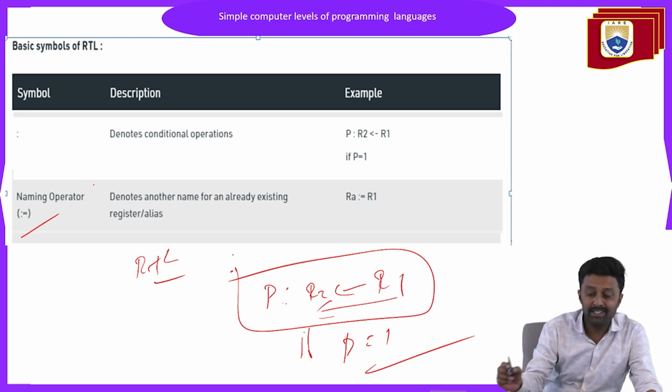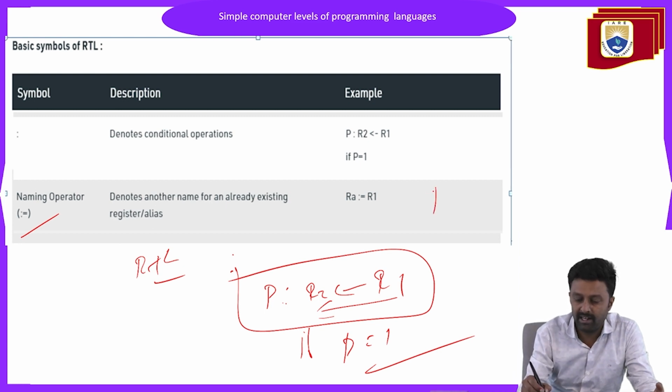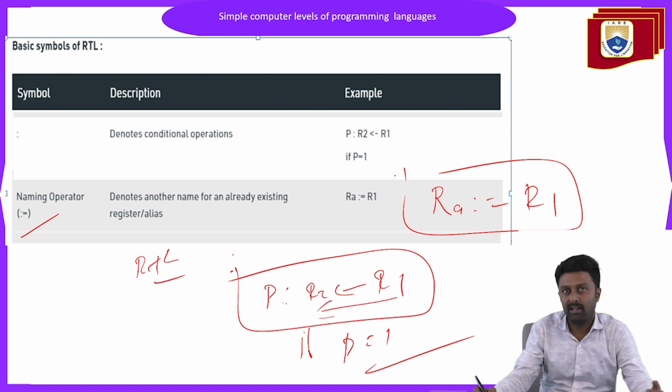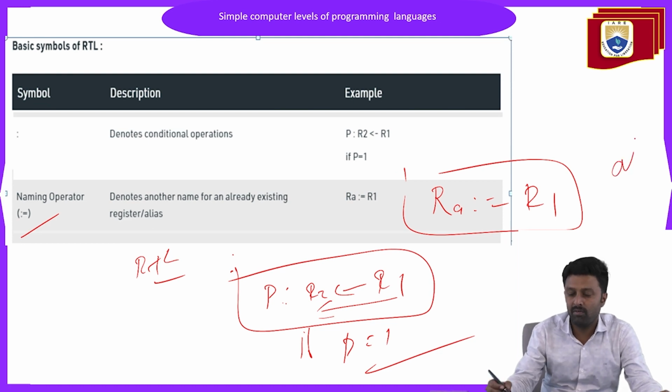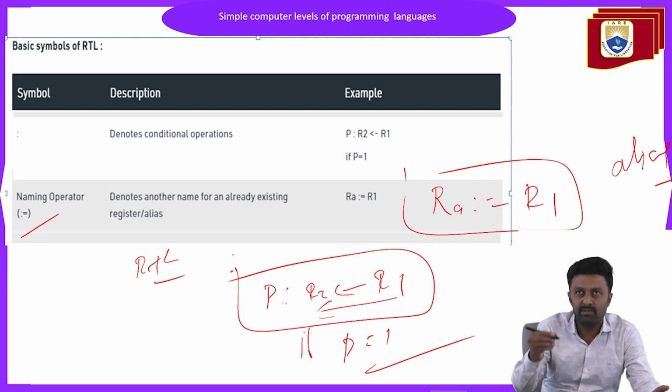Then the next one is naming. If you want to name some operator for easy understanding, we use this, that is RA colon equal to R1. If you write like this, this is called a naming operator, which is also called an alias, to give a name to any of the operators for easy understanding. So we can use these things.